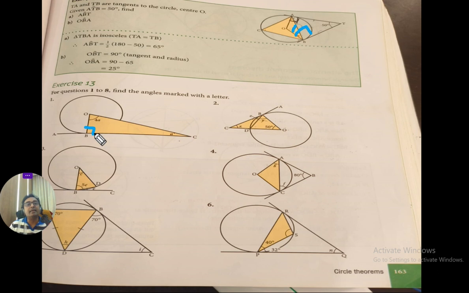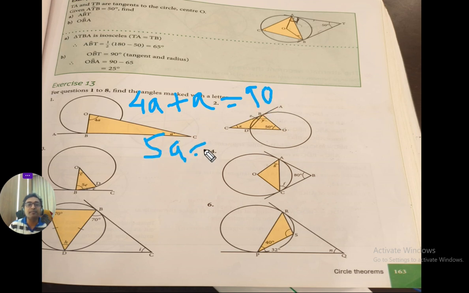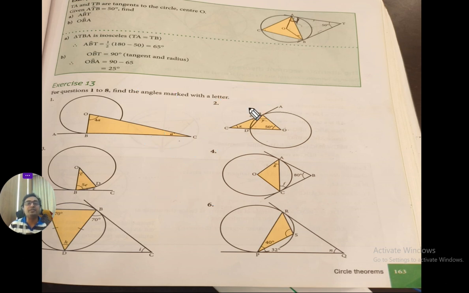If this is 90 degree, then 4A plus 90 is equal to 180 degree. 4A plus A plus 90 degree is equal to 180 degree. So 4A plus A is equal to 90 degree. So 5A is equal to 90 degree. So A is equal to 18 degree. Clear? Next is coming to this part.